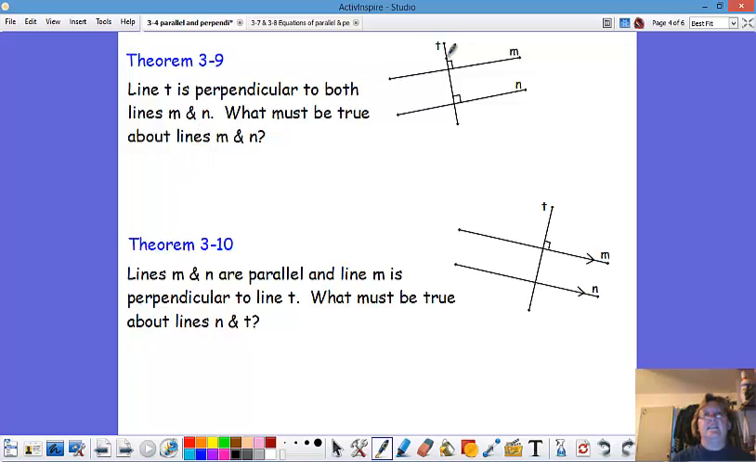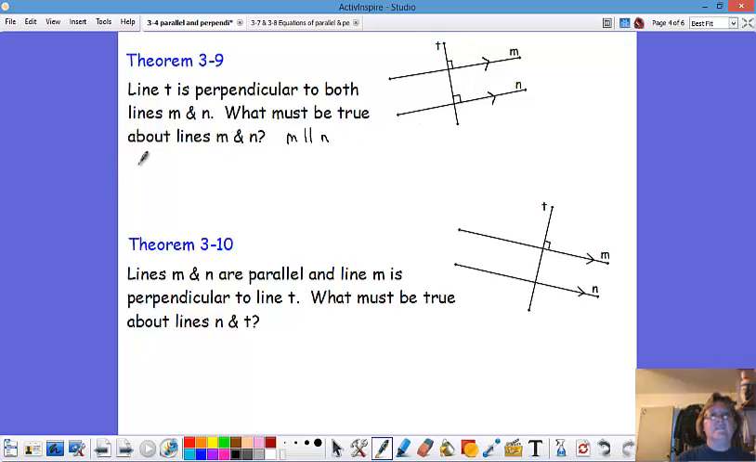Suppose that line T is perpendicular to both M and N. So T makes a right angle at M and it makes a right angle at N. What will have to be true about the lines M and N? They have to be parallel. That's the only way that this situation can be true. If this angle is 90 and this angle is 90, then those lines have to be parallel because there's a set of corresponding angles there that are congruent.